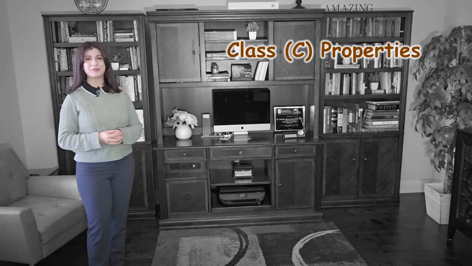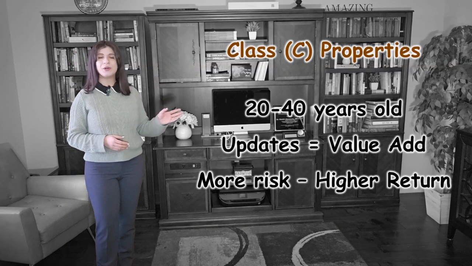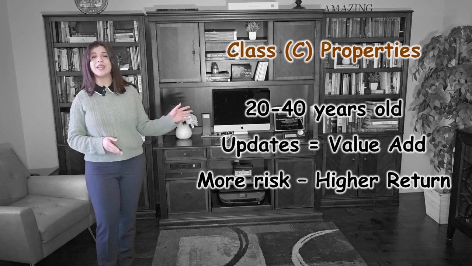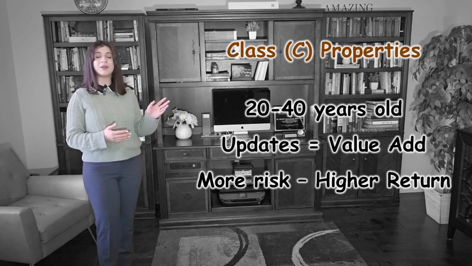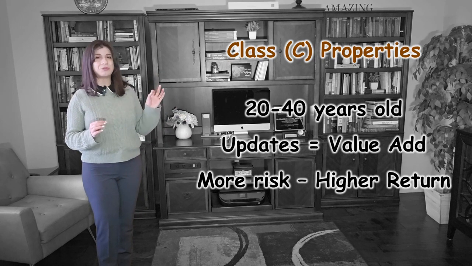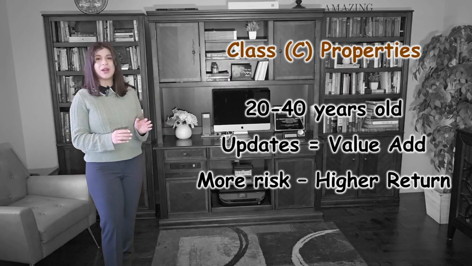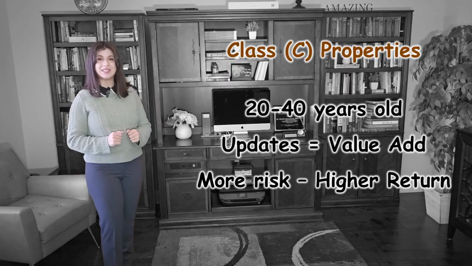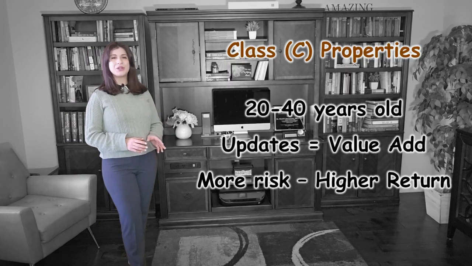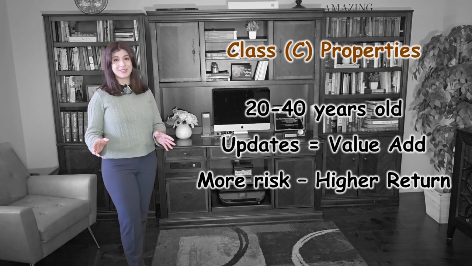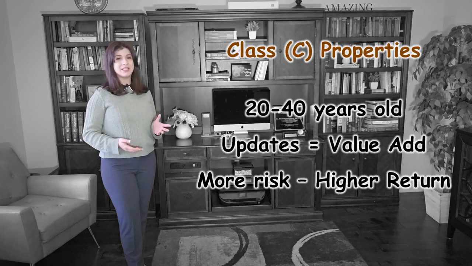Class C properties. Class C properties are older. They're 20 to 40 years old. They're often located in working class neighborhoods. Now, these properties may need some updates or renovations, making them prime candidates for value-add syndicators. The potential returns are higher, but so are the risks, like tenant turnover and maintenance issues.